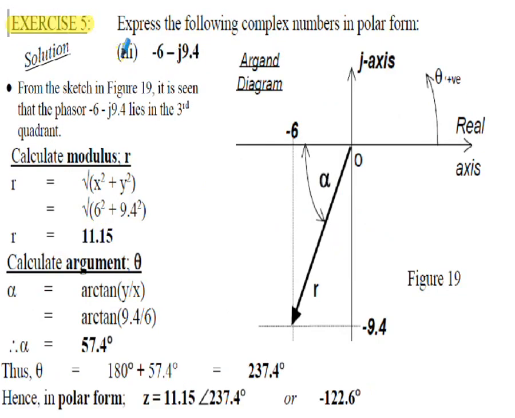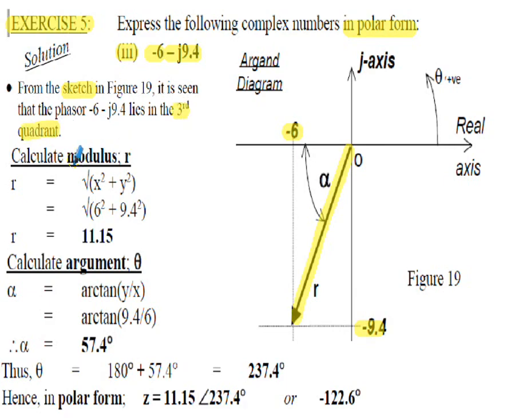Exercise 5 continued, part 3. We're given the complex number negative 6 minus j9.4 in Cartesian form. We've got to convert that to polar form. So again, we've sketched the complex number on our Argand diagram. We have negative 6 on the real axis, negative 9.4 on the imaginary axis, so our complex number resides in the third quadrant in this particular case.